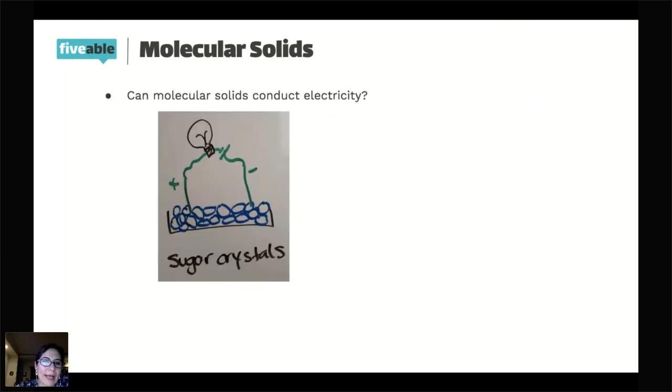So can molecular solids conduct electricity? If you have sugar crystals and with this same system of the electrodes and the wire and the light bulb and the battery, do you think it would be able to conduct electricity? That's right, Matthew. It won't be able to conduct electricity. Why? Because we don't have ions or no charges to flow, right? The molecule stays as a whole.